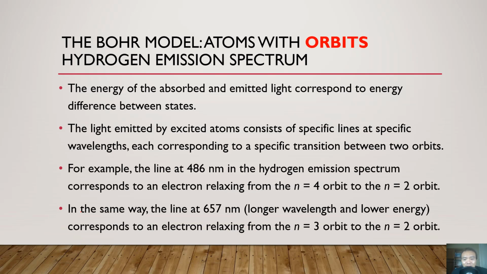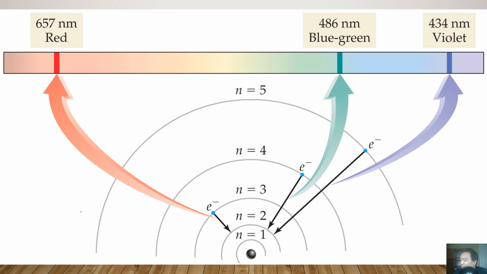In the case of the hydrogen spectrum, if the excited electron jumps from orbit n equals 3 back to n equals 2, it gives you a light that has a wavelength of 657 nanometers, which corresponds to the red light you see. If it jumps from n equals 4 to 2, that gives you the blue-green light. And the purple light comes from jumping from 5 to 2, which releases energy.